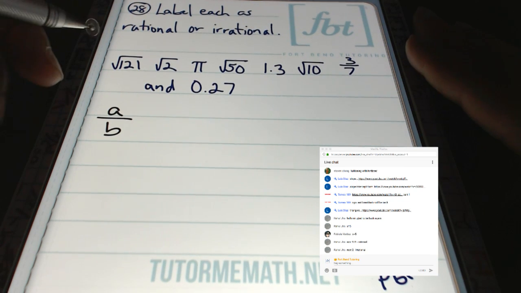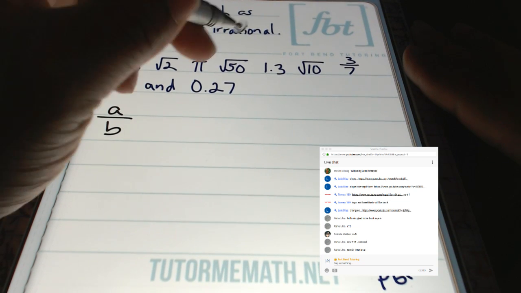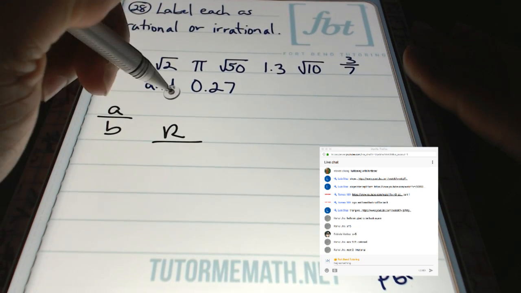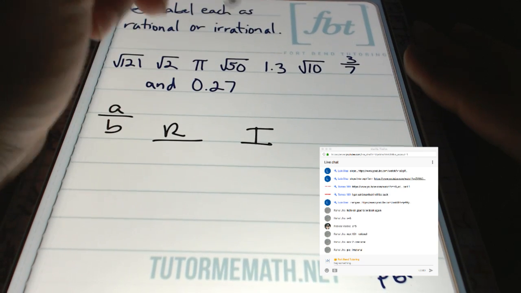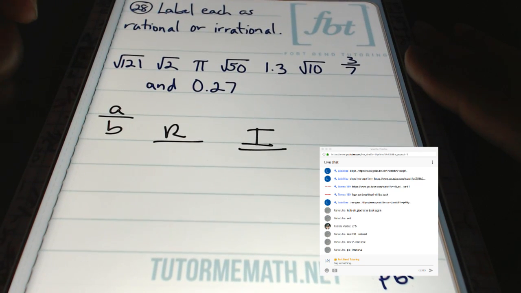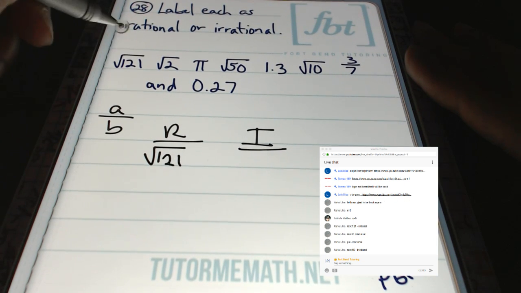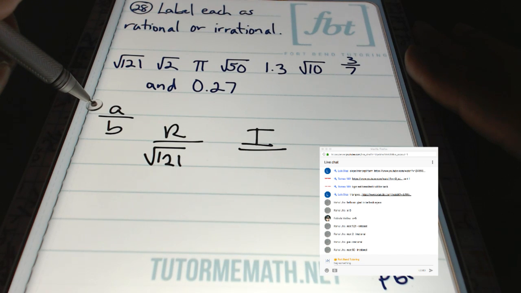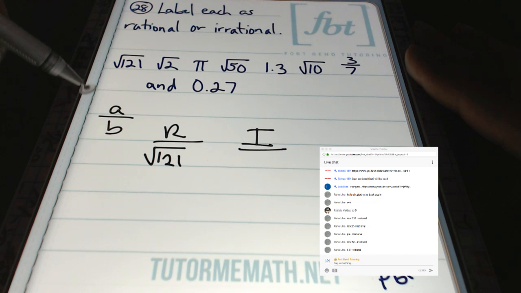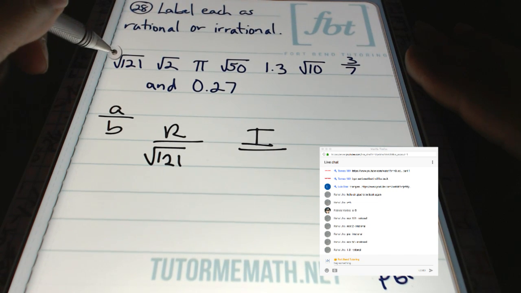So let's go ahead and set up two columns here. We're going to set up a column for the rational numbers. We'll call them R. Whereas the irrational numbers will be right here with the I. And so, that being the case, the square root of 121 is a rational number. Why is it a rational number? Because the square root of 121 is 11. And 11 can be written in the form of an integer divided by another integer. In other words, it can be written as 11 over 1. So that's why the square root of 121 has to be a rational number.